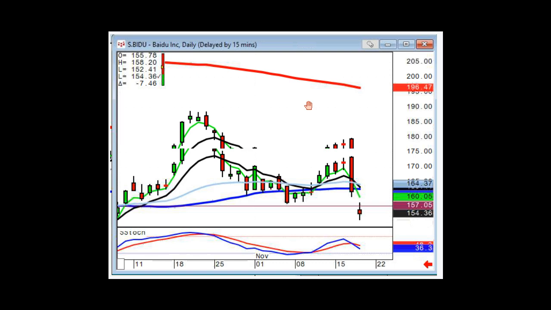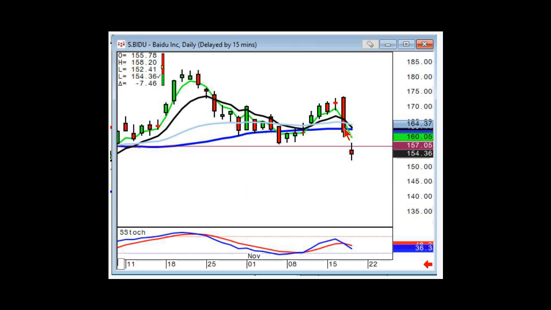Bidu, big bearish engulfing, closed below the 50 and the T-line. That tells you there's no support there. Another one you could be shorting on weakness tomorrow.